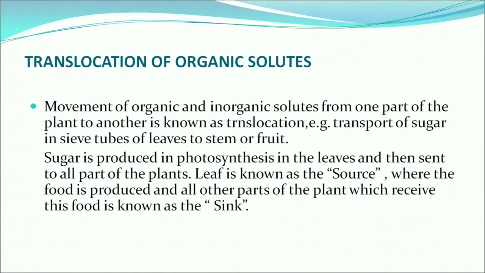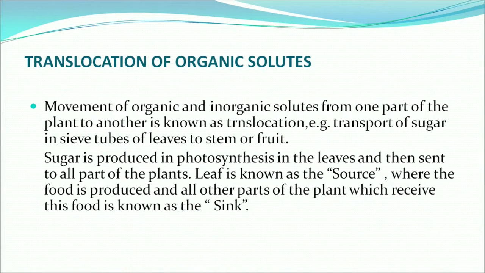So, this translocation is of organic solutes. This movement of organic and inorganic solutes from one part of the plant to another is known as translocation. For example, transport of sugar in sieve tubes from leaves to stem or fruit. Sugar is produced by the process of photosynthesis, and that happens in leaves and then it is sent to all parts of the plant.